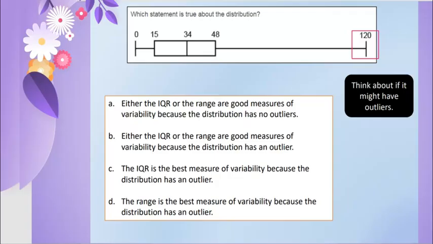Is it A, either the interquartile range or the range are good measures of variability because the distribution has no outliers? B, either the interquartile range or the range are good measures of variability because the distribution does have an outlier? There's C, the IQR is the best measure of variability because the distribution has an outlier. Or is it D, the range is the best measure of variability because the distribution has an outlier? Go ahead and answer that question.